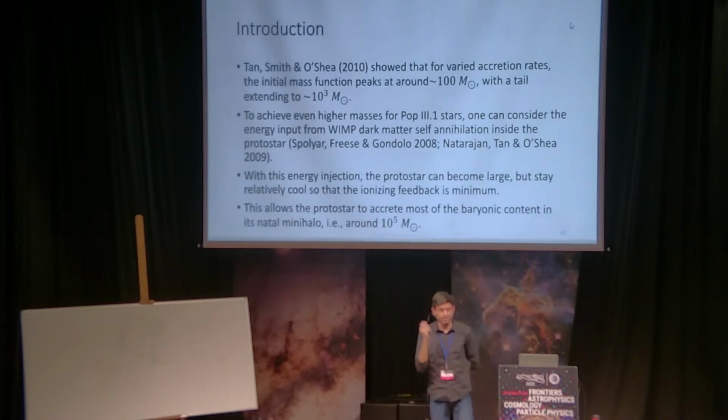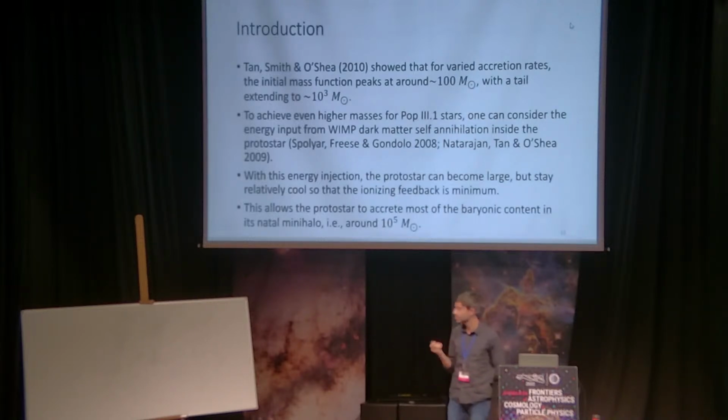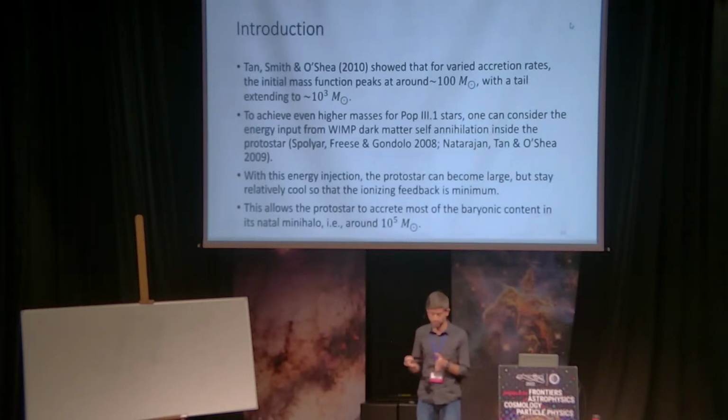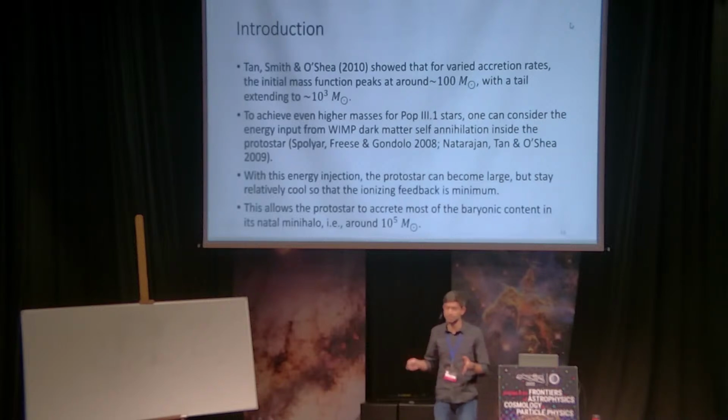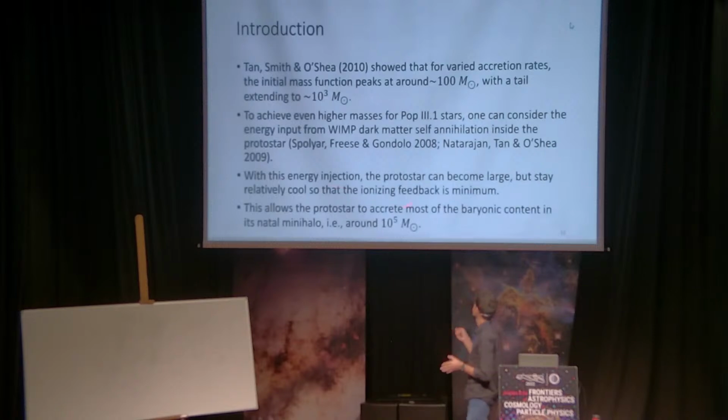Now, this is already quite massive, but it's not massive enough for them to be around 10^5, and then when they collapse, they could be supermassive black holes. So we want something more. We can take advantage of the fact that since these pop 3.1 stars are forming inside dark matter halos, there are plenty of dark matter particles going around. So if we assume that dark matter particles are WIMPs, then if they are self-annihilating within the stars, this additional energy can be captured, which can allow the star to become large in a relatively cool state, so that the ionizing feedback going outside is minimum, so the star can keep on accreting more and more matter.